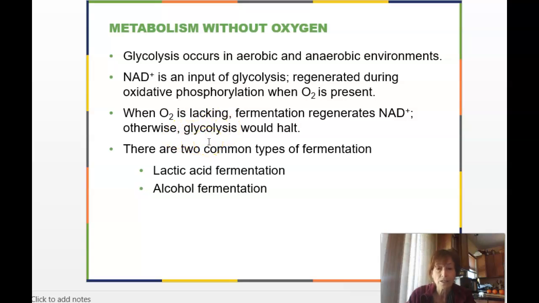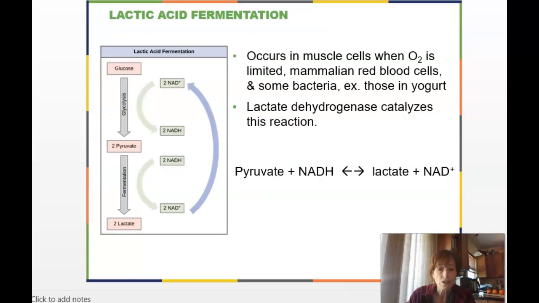There are 2 ways that can happen, and both of them are called fermentation. One of them is called lactic acid fermentation. And then in a lot of prokaryotes, they can result in alcohol fermentation. Let me show you what those look like, and we'll be kind of quick on this.